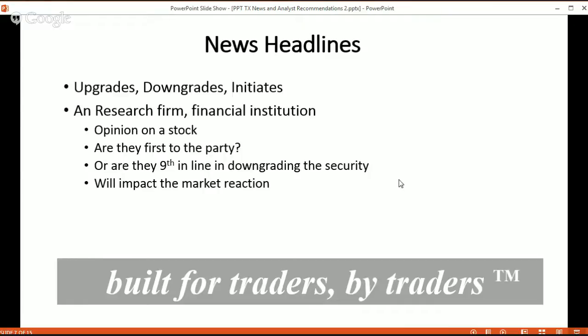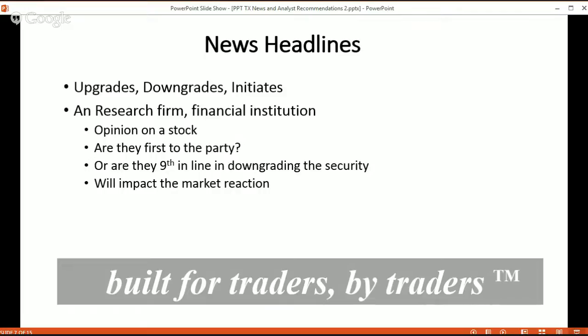So news headlines, what will you see? You'll see upgrades, downgrades, and obviously those are DG, UG, INIT in terms of initiates. You'll see a research firm or financial institution issue an opinion on a stock, increasing or decreasing their rating. Really, the question is, are they first, quote unquote, to the party? Are they first to begin to increase the rating on a particular security? Or are they basically ninth in line in downgrading a particular security? So that may not have an impact on that. And that's something that you really want to keep an eye on.